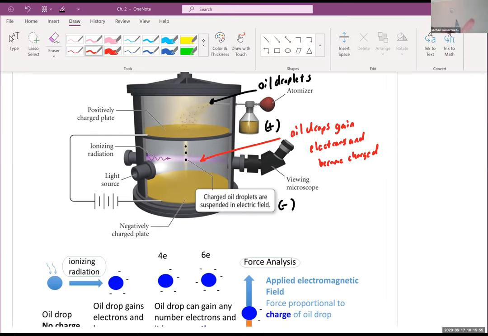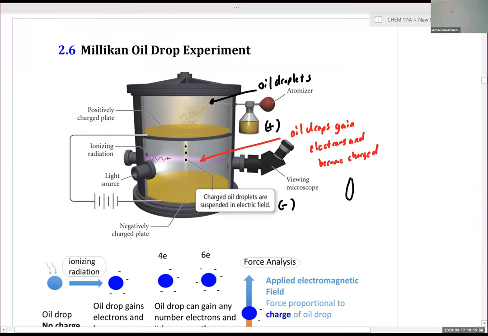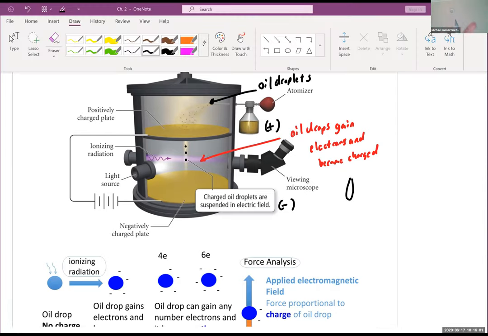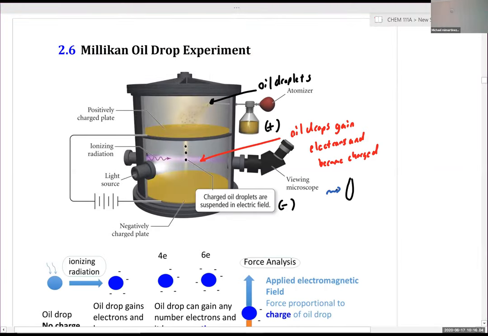So we have this oil drop that, after being exposed to ionizing radiation, will have gained a negative charge. Because this oil drop is now charged, we can manipulate and adjust our electric field to manipulate the position of the oil drop and how readily that oil drop will move up or down towards the plates.